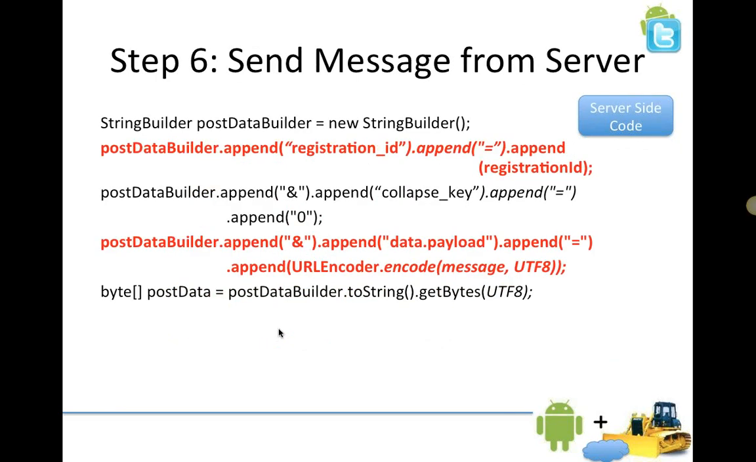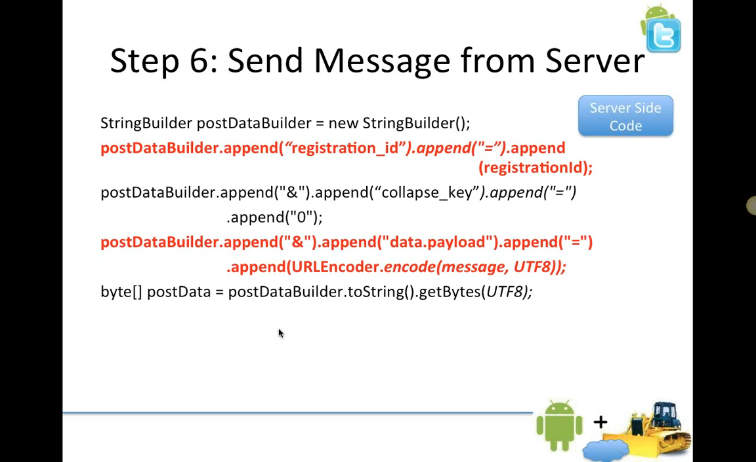Step six is, once this is done and the server knows that I have these particular users and these users have these particular applications running on these devices via the registration ID, the server now decides that, okay, I need to send some information to this device. So the first part is to create the data. The data is nothing but a string which says registration ID is equal to this registration ID. Collapse key is 0. I'm sorry, I don't know much about the collapse key over here. It's more of a copy paste.